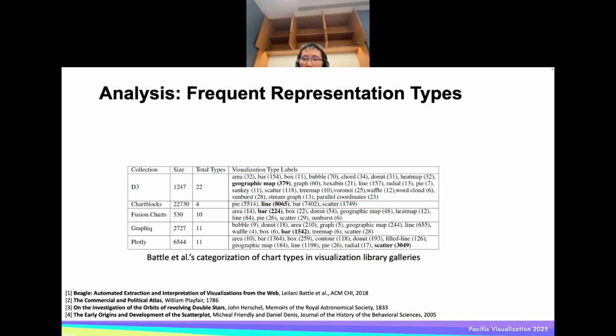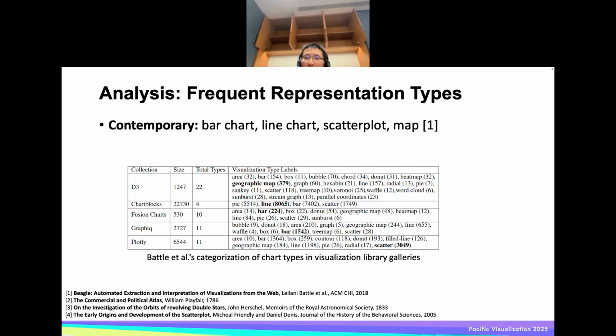Scaling the taxonomy to a large dataset allows us to comment on the distribution, and we are ready to visit the question of what designs have been used in historical VIS and whether the historically popular ones differ from the contemporary popular designs. Battle et al. have analyzed the distribution of chart types in the gallery of visualization libraries, and they concluded that the most frequent types of visualizations on the web are bar charts, line charts, scatter charts, and geographic maps.